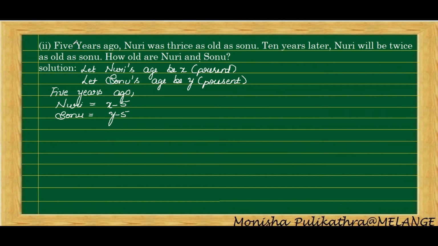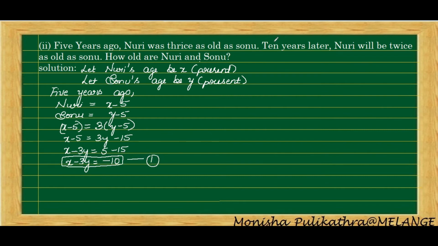In the question they have given 5 years ago, Noori was thrice as old as Sonu. So 5 years ago, Noori's age was thrice, means 3 times as old as Sonu. Now we have to simplify this to an equation. X minus 5 is equal to 3 into Y, 3Y minus 3 5s are 15. Next, X, I will be shifting minus 3Y to the left hand side. It is X minus 3Y is equal to minus 5 to the right hand side, minus 15. So X minus 3Y is equal to minus 10. So this will be the first equation.